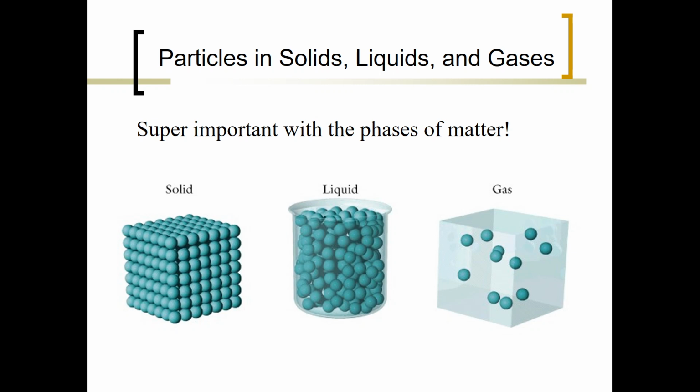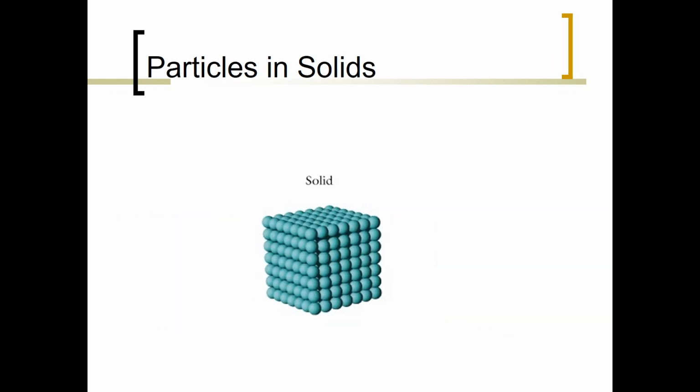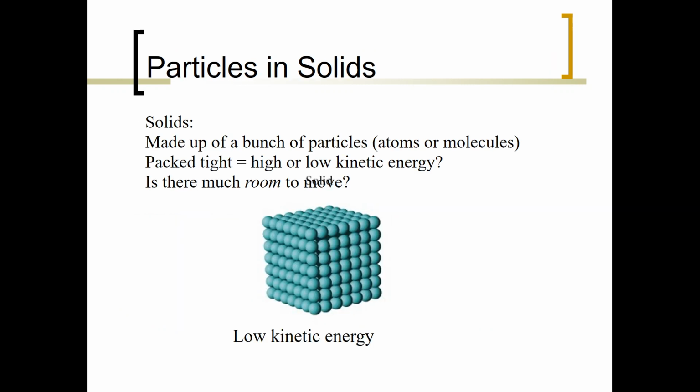So, particles in solid, liquid, and gases. Again, the main unit that we're going to be looking at is gases. So we have solid. Solid, the atoms are really strongly bonded together. Liquids, they're loosely bonded, but there are still attractive forces between them. And then we have gases, where the particles are not bonded at all. So solids make up a bunch of particles, atoms, or molecules that are packed tight.